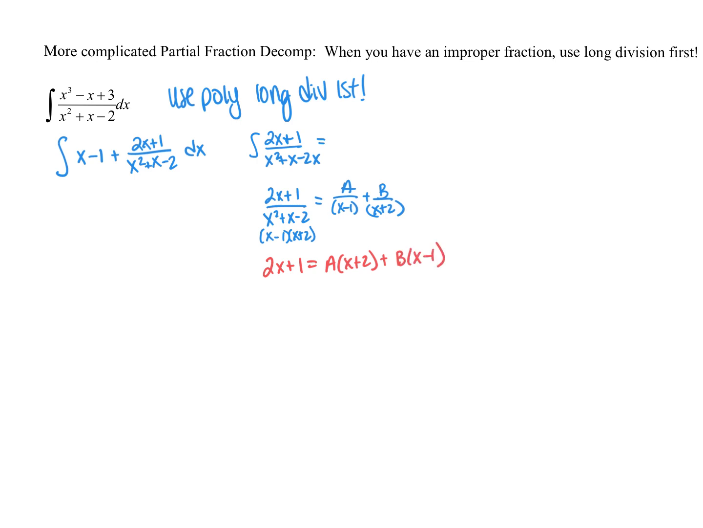We're not going to work the whole thing through, but what would be two nice values of x that you would want to choose here? 1 and negative 2. And then when you're done, you would end up with this integral here. A, you should get 1, and B is 1 as well.